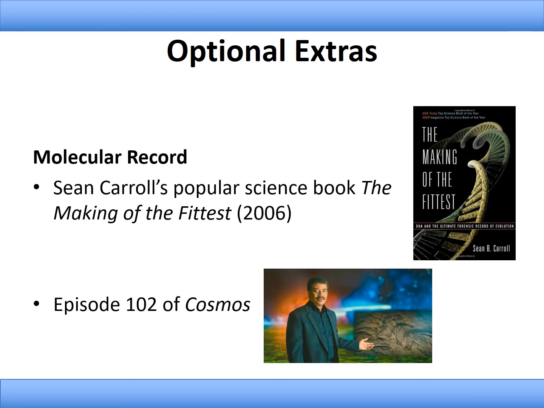If you're interested in this topic, you could read a popular science book called The Making of the Fittest by Sean Carroll. Or you might watch episode 102 of The Cosmos with Neil deGrasse Tyson. It's available on YouTube. I watch it every now and again. And he has a really cute example about how dogs evolved from wolves.